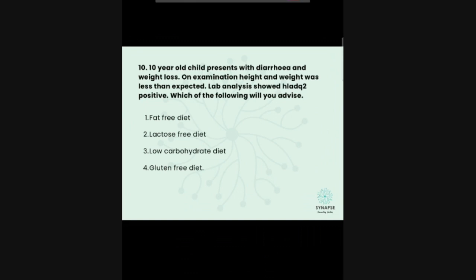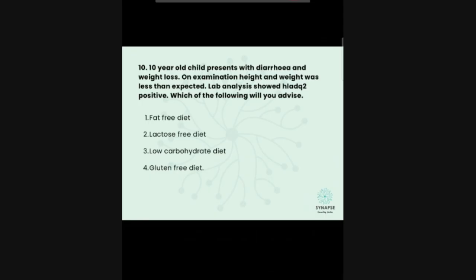Next, a 10-year-old child presents with diarrhea and weight loss. They have a clinching feature here. The child's height and weight are less than expected, so the child has some sort of failure to thrive. It also has diarrhea and weight loss, a persistent diarrhea. The lab analysis has shown HLA-DQ2 positivity. They have given it directly. They have not asked for some evaluation. And the other thing: which of the following will you advise for this child?